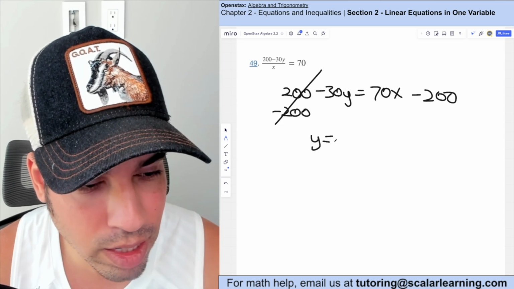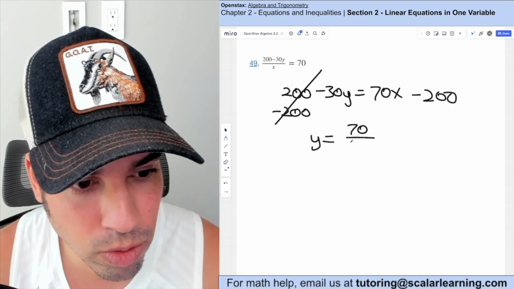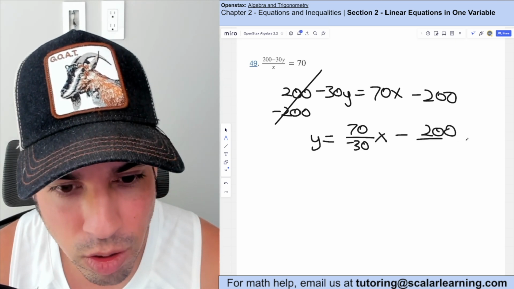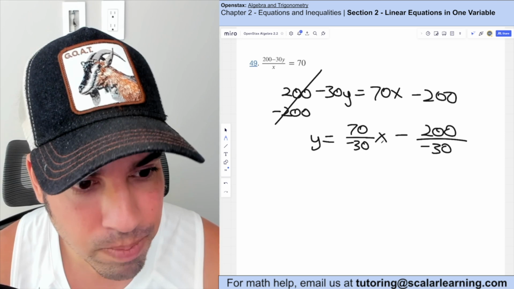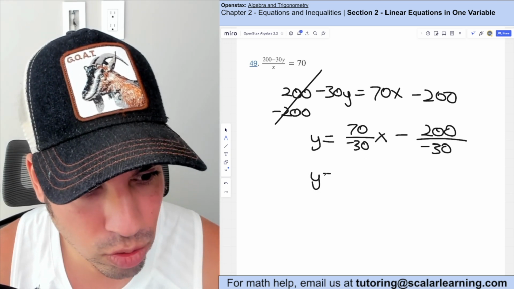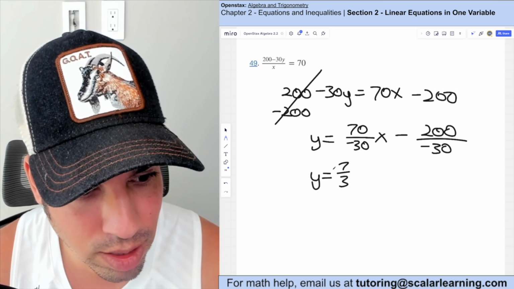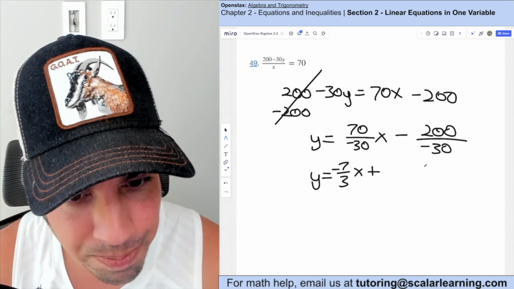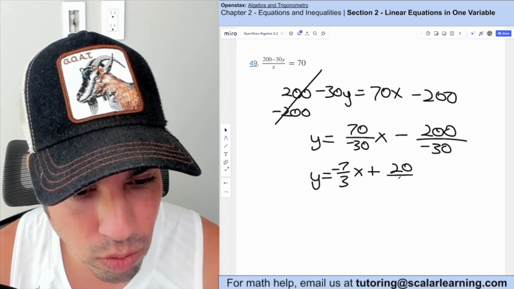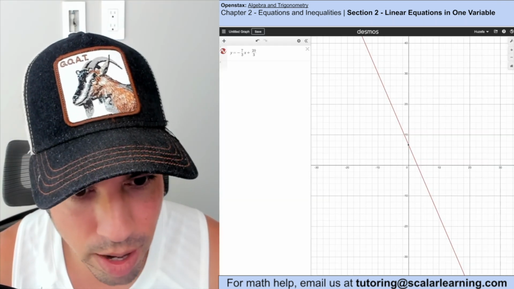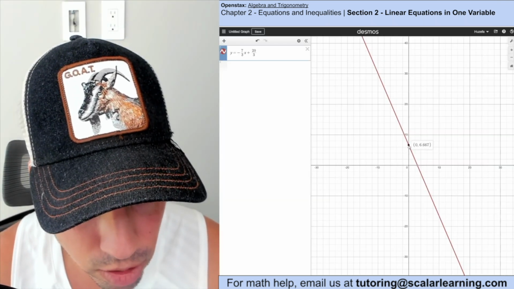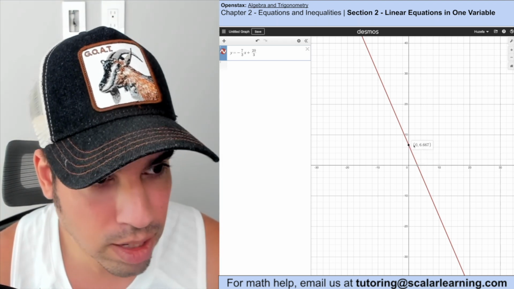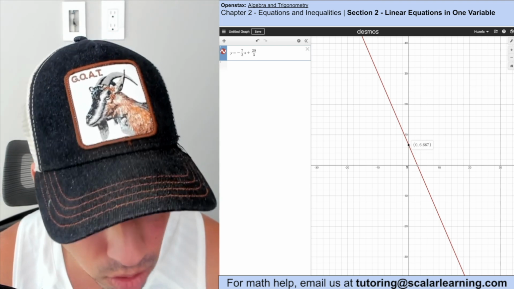So I have y equals 70 over negative 30x minus 200 over negative 30. Again, this will reduce to negative 7/3 x plus, you see the minus and the negative cancel out, to become 20 over 3. So here's the graph of the line, and you can see that there's my nice y-intercept at 20/3 or 6.667, and it's got that nice negative slope, down 7 over 3.